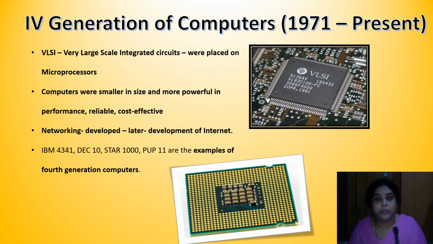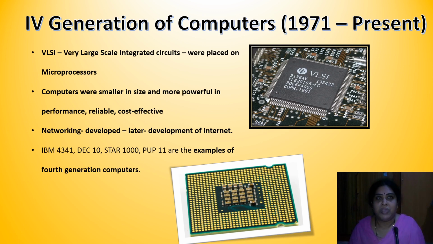And during this time networking developed. What do you mean by networking? Networking is when you are sharing the resources over different computers, that is known as networking. And with the development of networking, the development of internet also happened. So I think internet, all of you know how much information and how much details about every topic in the world we get through the internet. So that development happened during this generation and still happening.